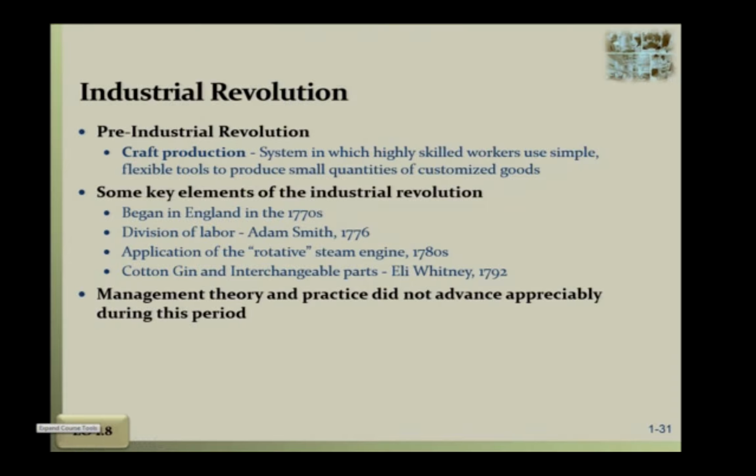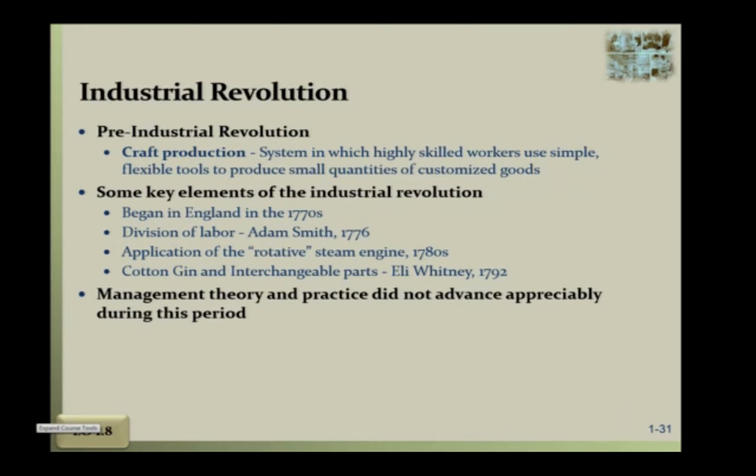The revolution started in the 1770s, and the major reason for that is the steam engine. The invention of the steam engine. Basically, for the first time, we could harness the power of machines. Before the steam engine, we used muscle power, manpower, or animal power to do the work. But the steam engine brought us the power of machines to do the work.